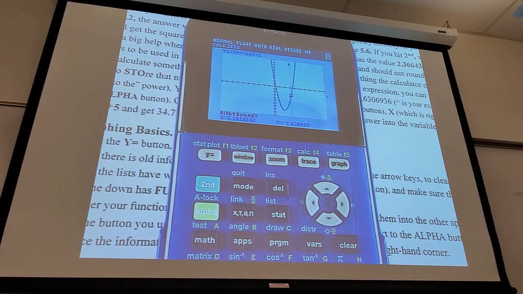Oh. So left bound. So let's see. See how you can move the cursor around? So move it until it's right on top of the answer, as close as you can get to the intercept there. Yeah, there you go. Okay. As close as you can get. Yeah, that's about as close as you can get there.